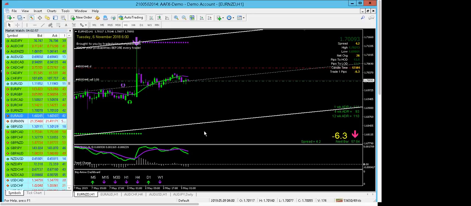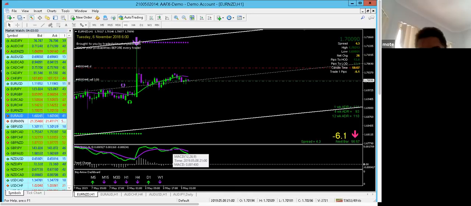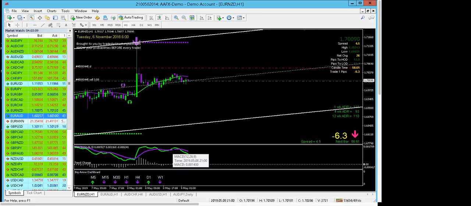EUR NZD? Yep. That's right. And the reason why is because the euro, let me go to the right one on my other screen, the euro is losing strength, right? So if the euro is losing strength, we're selling this pair. And NZD is getting stronger.